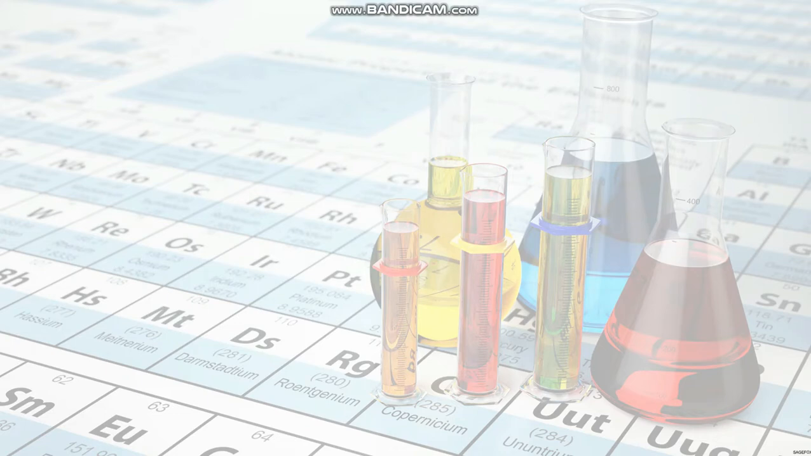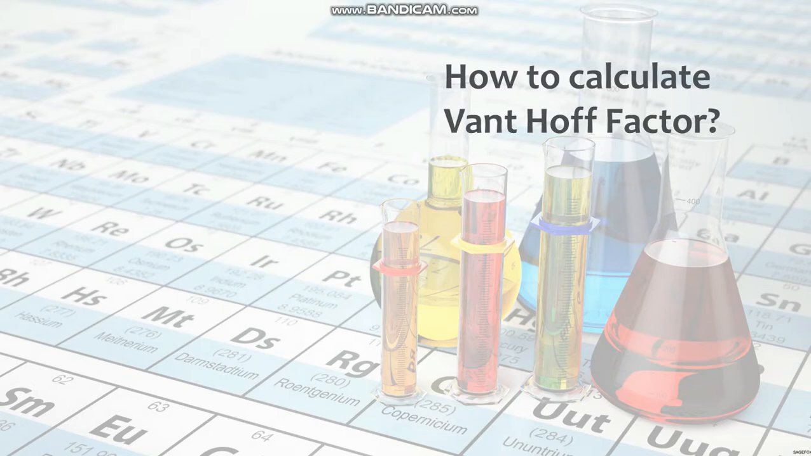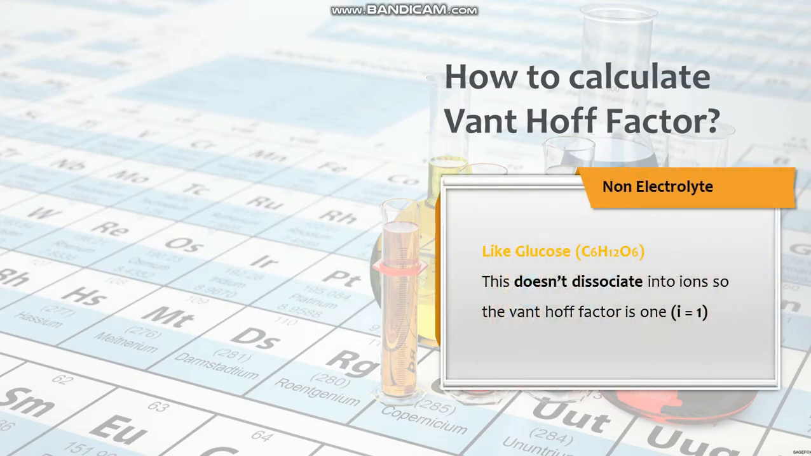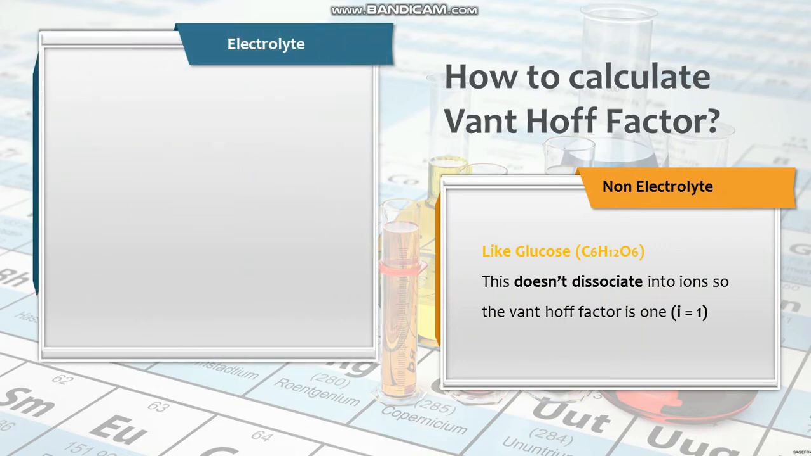Now the next thing we need to talk about is the van 't Hoff factor and how to calculate it. For a non-electrolyte like glucose, which is sugar, it doesn't dissociate into ions. So for a non-electrolyte, the van 't Hoff factor is 1. For an electrolyte like sodium chloride, it completely ionizes into ions, because you have sodium ions and chloride ions. Because there are 2 ions per formula unit, the van 't Hoff factor is 2.